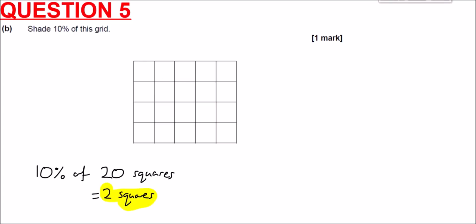So we're not colouring in very much of it at all. So as neat as you can do, just colour in any 2 squares on this grid. It doesn't need to be the same 2 I'm colouring in. Could be any 2 you'd like, as long as it's exactly 2, no more and no less. And that's question 5 completed.